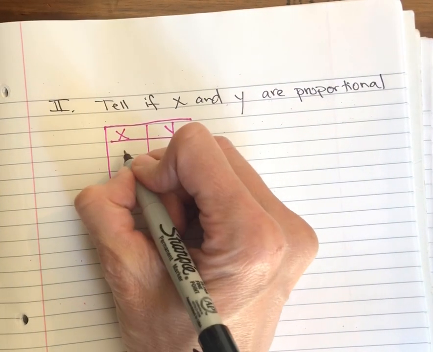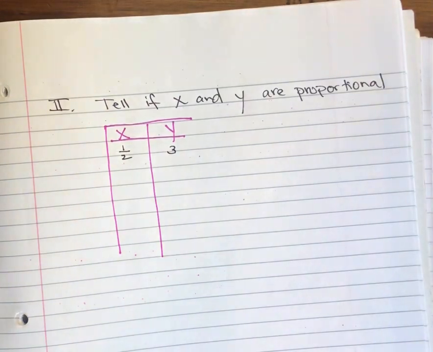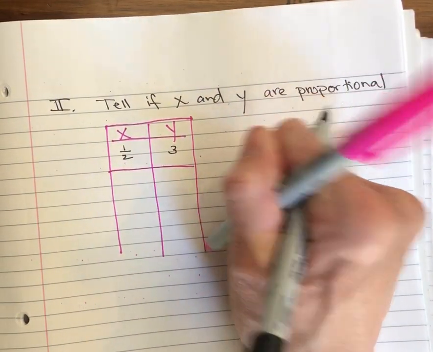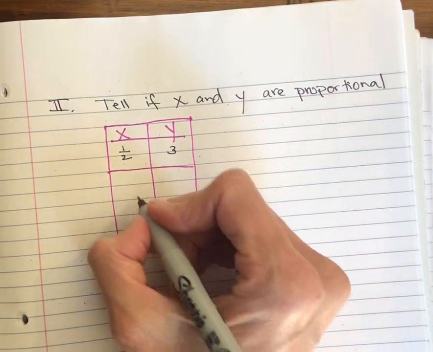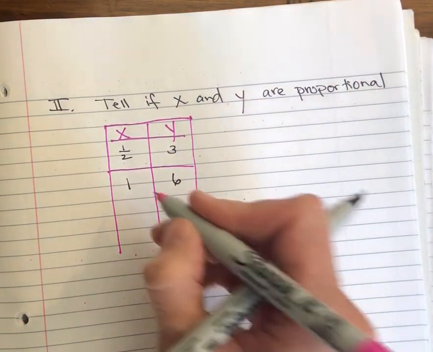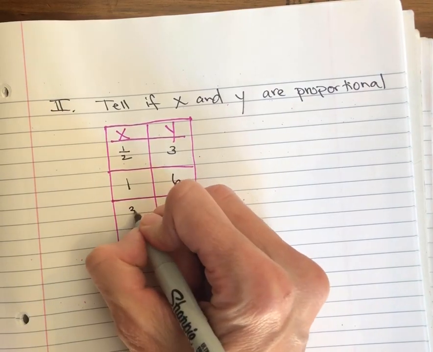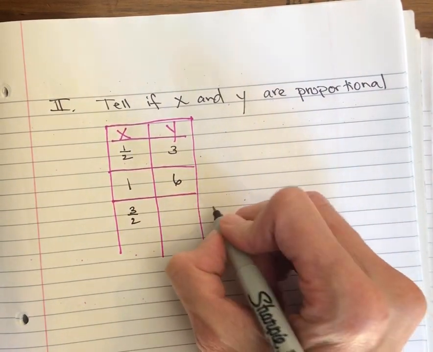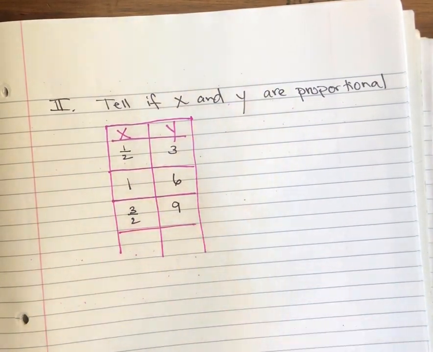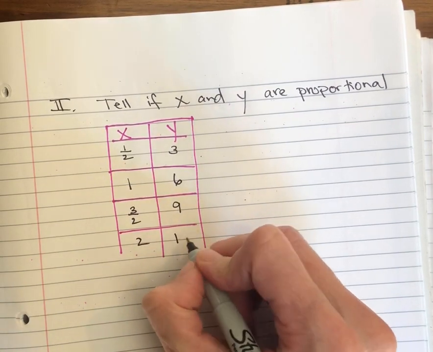So let's see, our first X value is 1/2 with a Y value of 3. Our second X value is 1 with a Y value of 6. Our next X value is 3/2 with a Y value of 9. And our last set is 2 and 12.